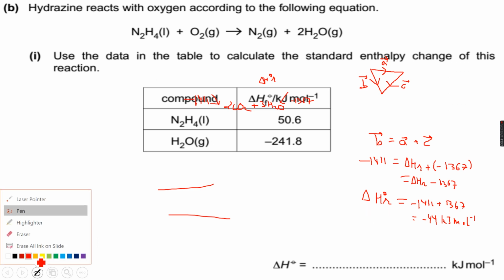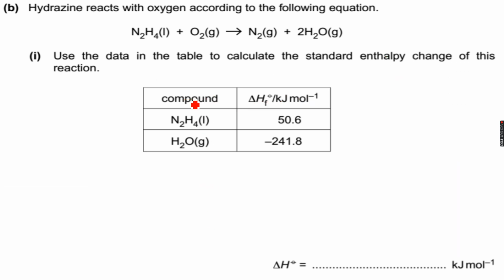Now next question. Hydrazine reacts with oxygen according to the following equation. Use the data in the table to calculate the standard enthalpy change of this reaction. Okay, so we are given the enthalpy change of formation of N2H4, and we are given the enthalpy change of formation of H2O, and we also know that O2 and N2 are elements. They are simple elements, so they will not have a standard enthalpy change of formation.